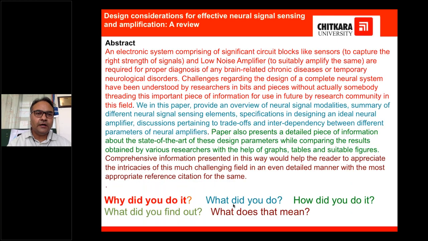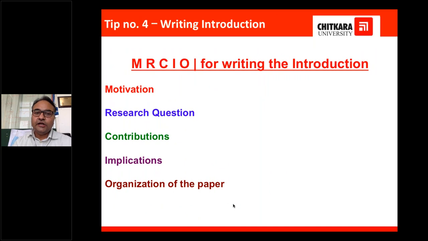Here is an example of a good abstract as well, but I will skip it in the interest of time. I will still retain this slide when I share these slides with you later. Writing introduction: after the abstract, obviously it comes to the introduction. There are keywords as well in between, but I'm not spending time on that.